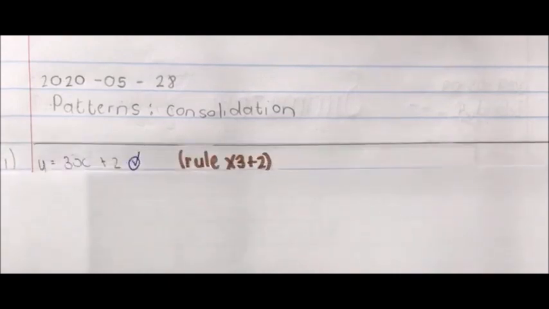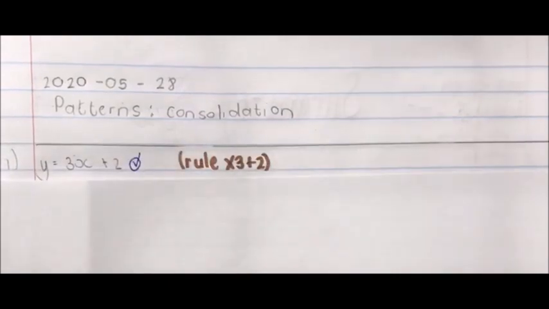You have written the date, and then patterns, consolidation. We are soon ending off with patterns. Then you draw a line, and we are going to do some examples together. The first example that we are going to do is number 1, y equals 3x plus 2.